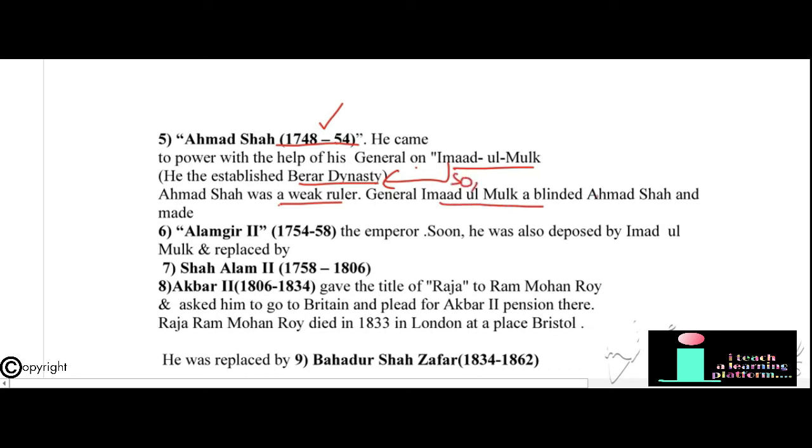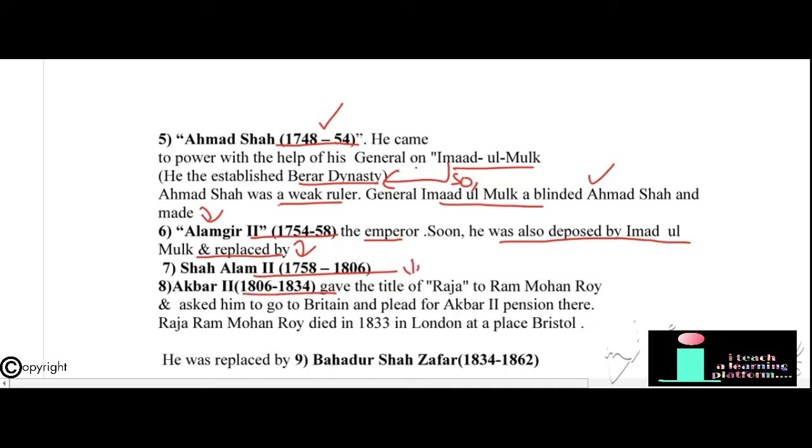General Imadul Mulk blinded Ahmad Shah and made Alamgir II, whose reign was 1754 to 58, the emperor. Soon he was also deposed by Imad al-Mulk and replaced by Shah Alam II. Shah Alam II ruled from 1758 to 1806, and was succeeded by Akbar II.